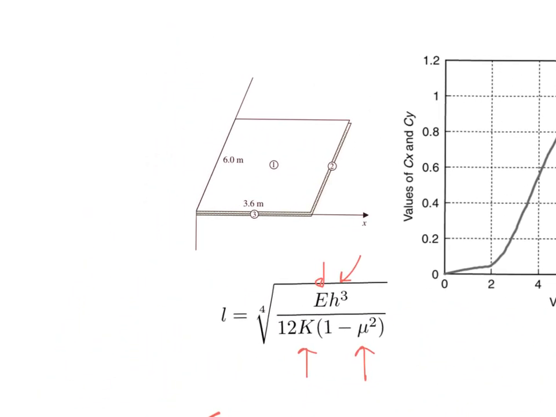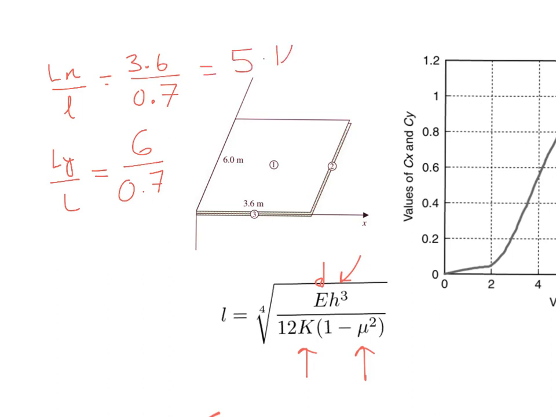Now L is known to you, Lx and Ly is also known to you, so you can calculate the Lx upon L and Ly upon L. So Lx upon L will be 3.6 divided by 0.7, and Ly upon L comes out to be 6 upon 0.7. So the values will be 5.14 and this value will be 8.57.